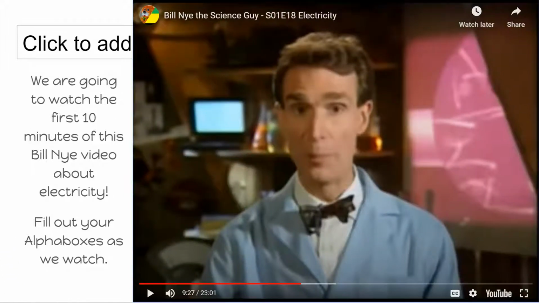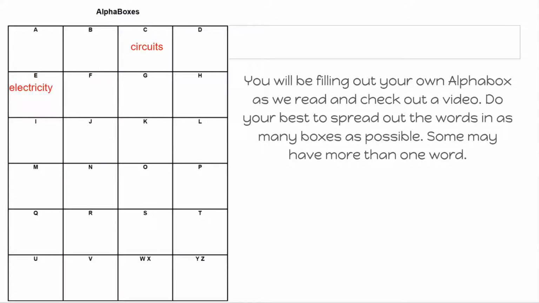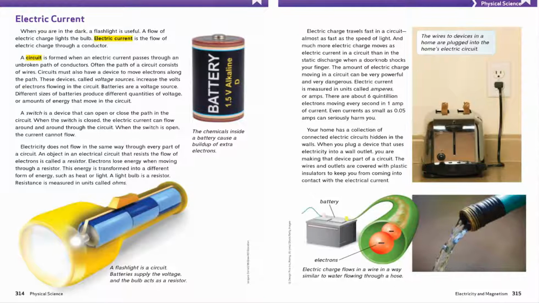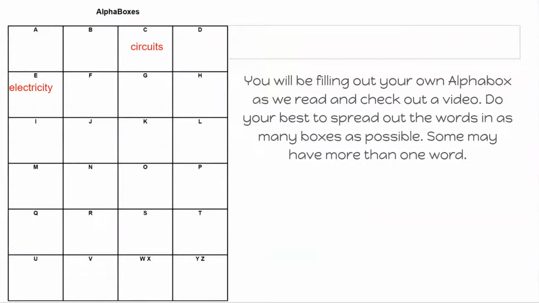So fourth graders, now it's your job to go add a response. And first you will read about the electric current from our science textbook. Remember, your job is to fill out your alpha boxes and find words that talk about electricity and circuits and fill those in. Don't forget to submit when you are all finished.